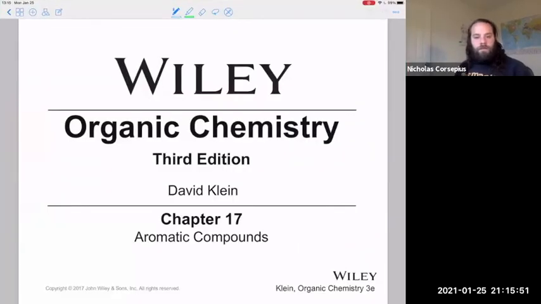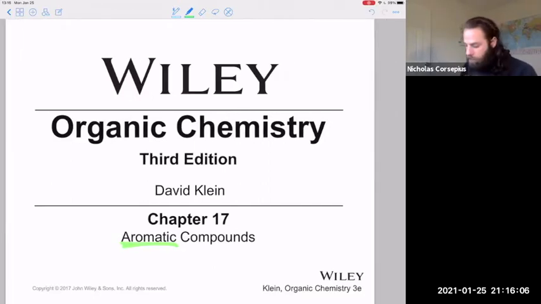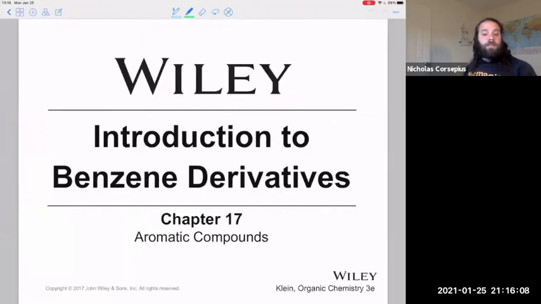Hello, everyone. So this week we're going to pick up with a concept that's really similar to what we learned last week about conjugated dienes and talk about something called aromatic compounds or aromaticity. It's going to be a very similar theme. First thing we're going to do, though, is introduce benzene and benzene derivatives and specifically the nomenclature for these compounds.